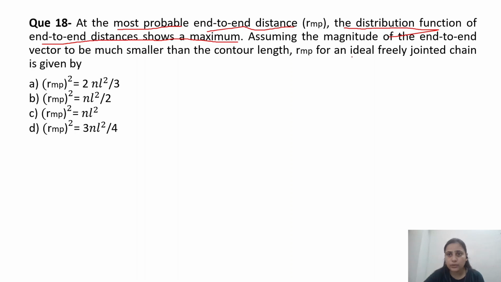After that it says, assuming the magnitude of the end-to-end vector to be much smaller than the contour length, r_mp of an ideal freely jointed chain. So we need to calculate this in the ideal freely jointed chain model, which is more like an ideal chain, and there the bond angles are random and not fixed. So let's calculate this.